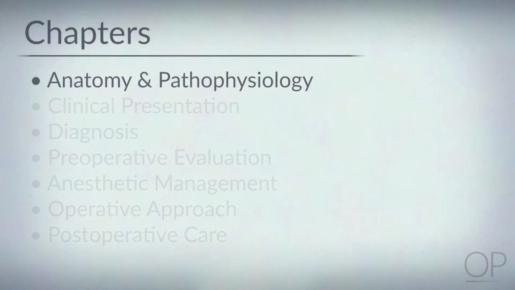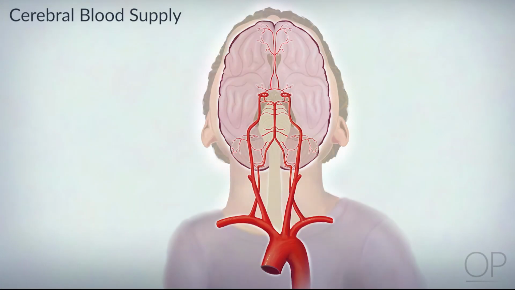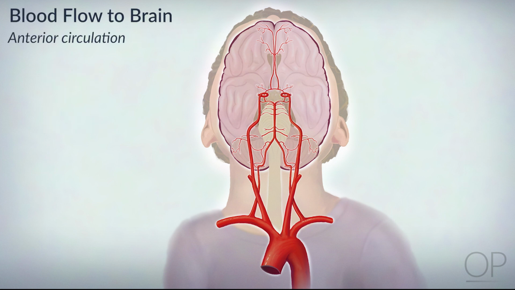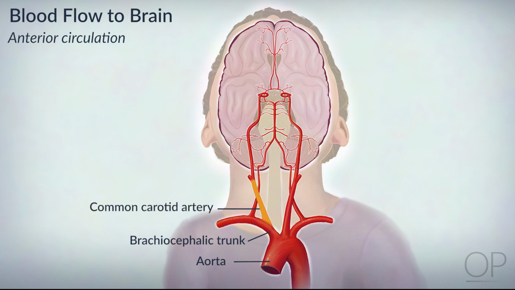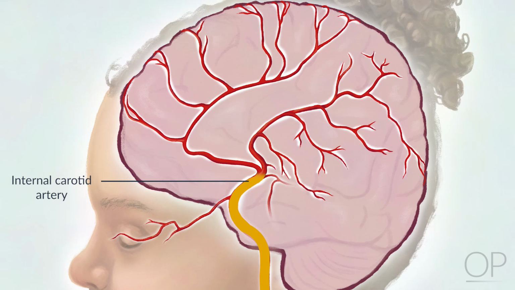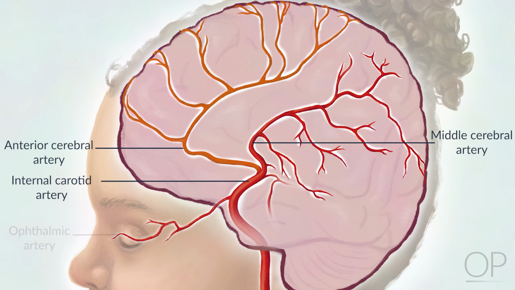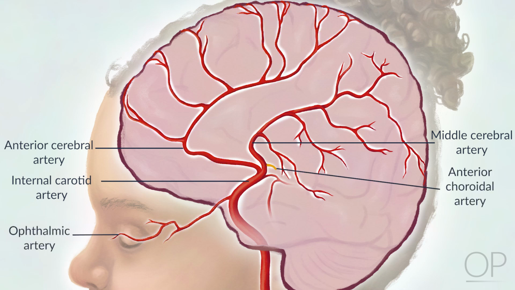Anatomy and pathophysiology. The cerebral blood supply can be divided into the anterior and posterior circulation, which are anatomically joined to form the circle of Willis. The most common path of blood flow from the aorta to the brain in the anterior circulation is the aorta, brachiocephalic trunk, common carotid artery, and internal carotid artery. The internal carotid branches into the middle cerebral artery, anterior cerebral artery, ophthalmic artery, anterior choroidal artery, and posterior communicating artery.